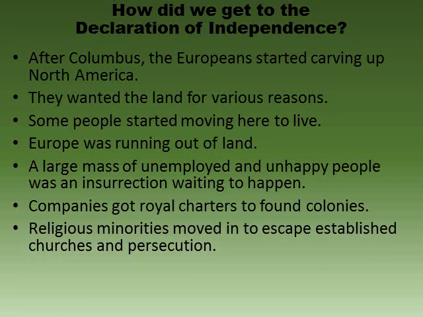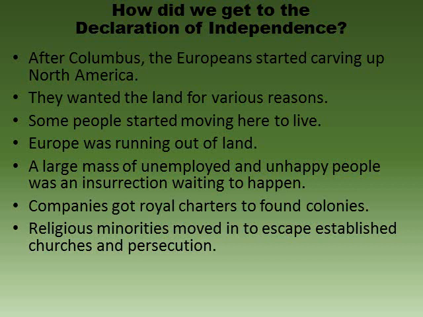Also, we know from the stories of the Pilgrims and other things that have probably been ingrained in us from childhood, there were religious minorities that moved over to the Americas to escape persecution. And we'll look at this issue more later, but in the countries of Europe, there were established churches, which means the government approved a particular church.